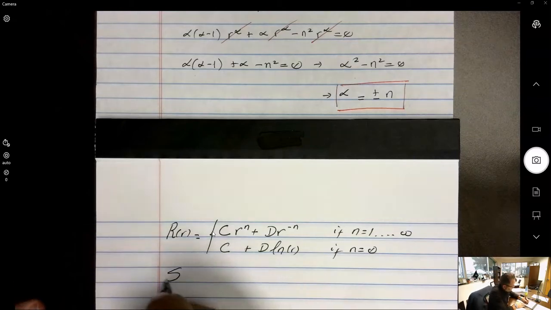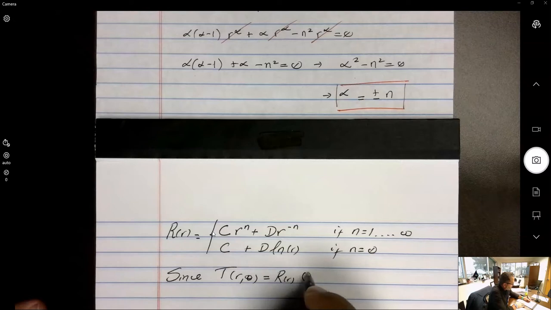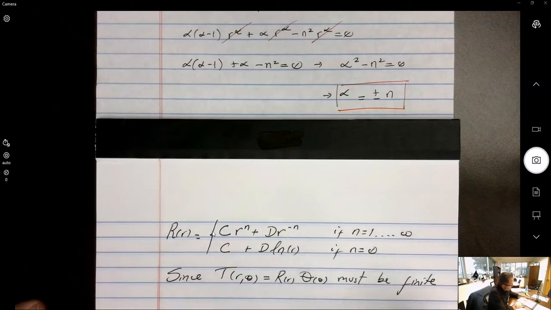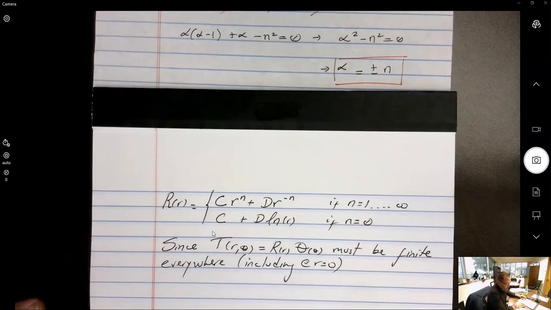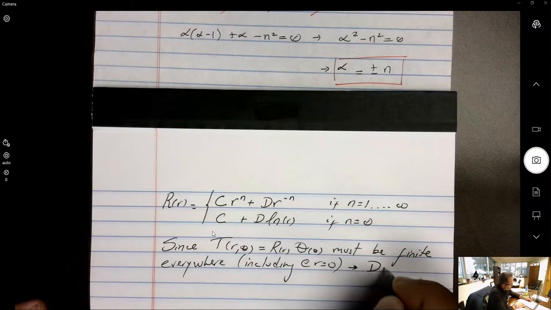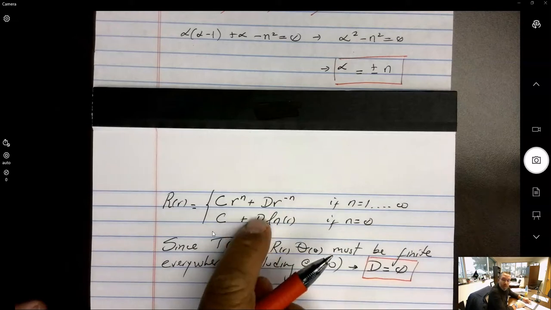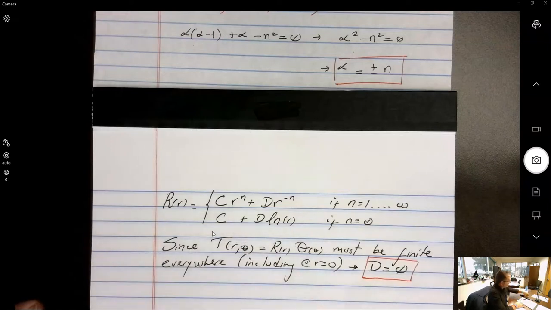So, since T of r and theta, which is equal to R of r times Theta of theta, must be finite everywhere, including at r equals 0, we can use that as a boundary condition already to show that d should be equal to 0. Because if d is not equal to 0, then at r equals 0, this will go to infinity and this will go to minus infinity, leading to a non-finite solution at the center of the circle, and we cannot allow that.